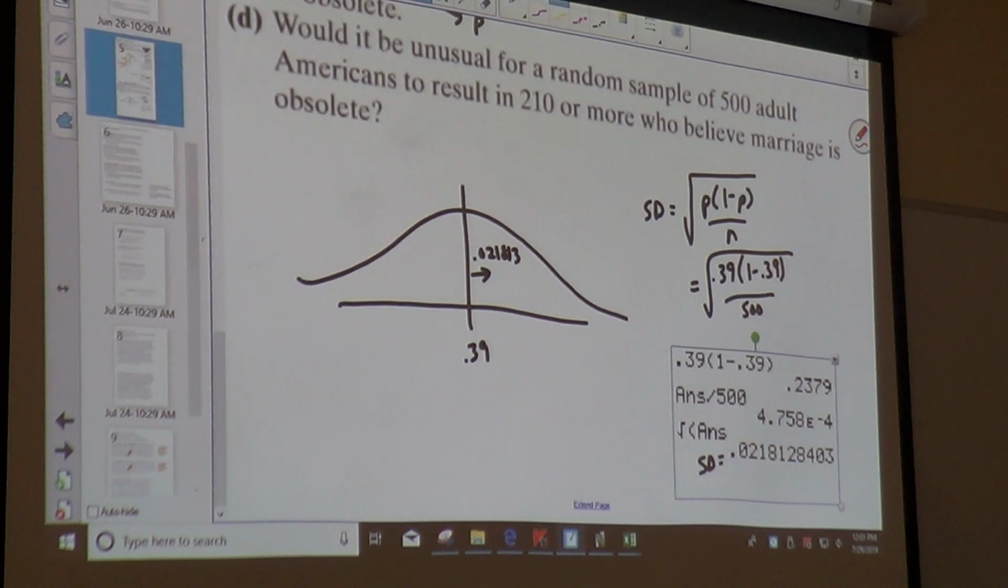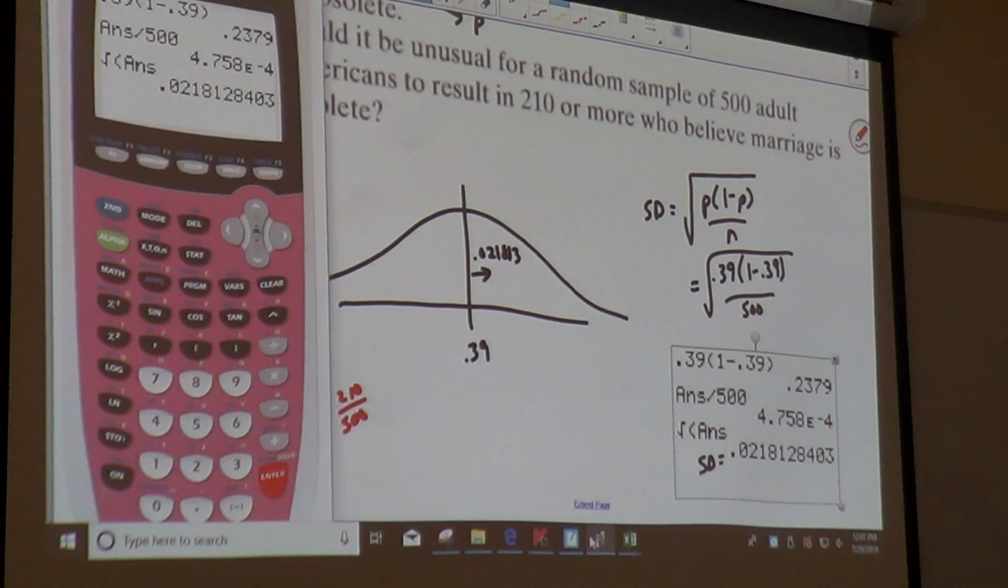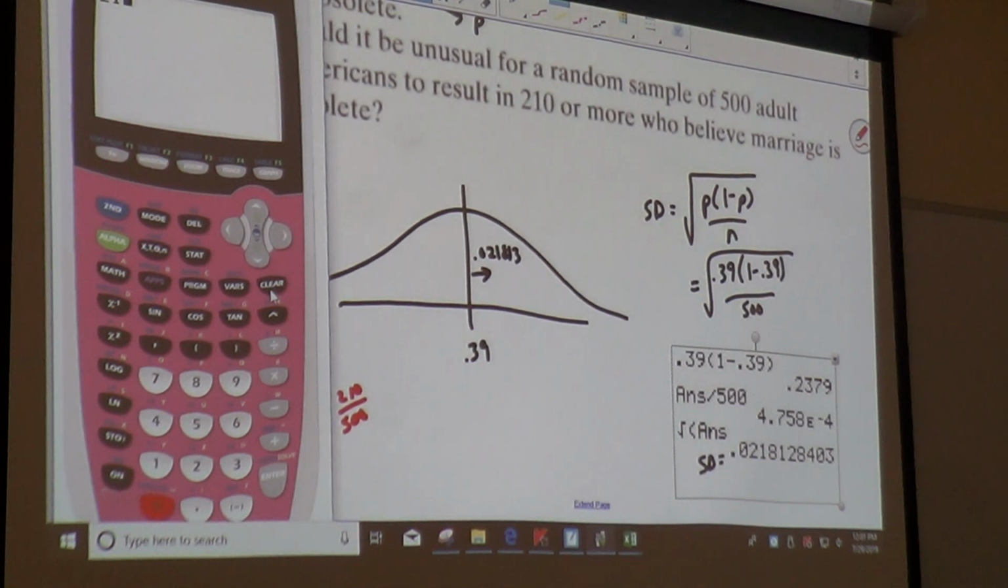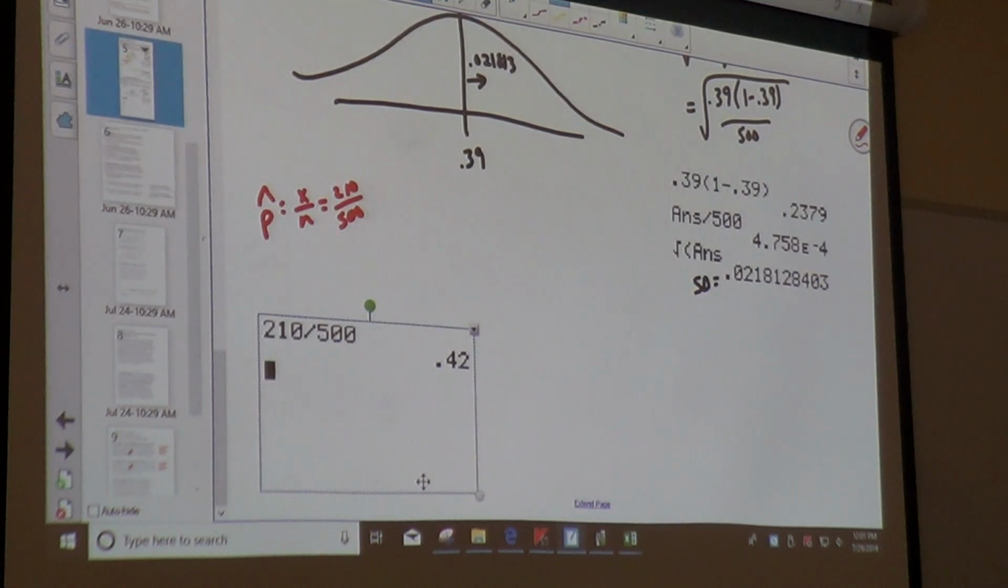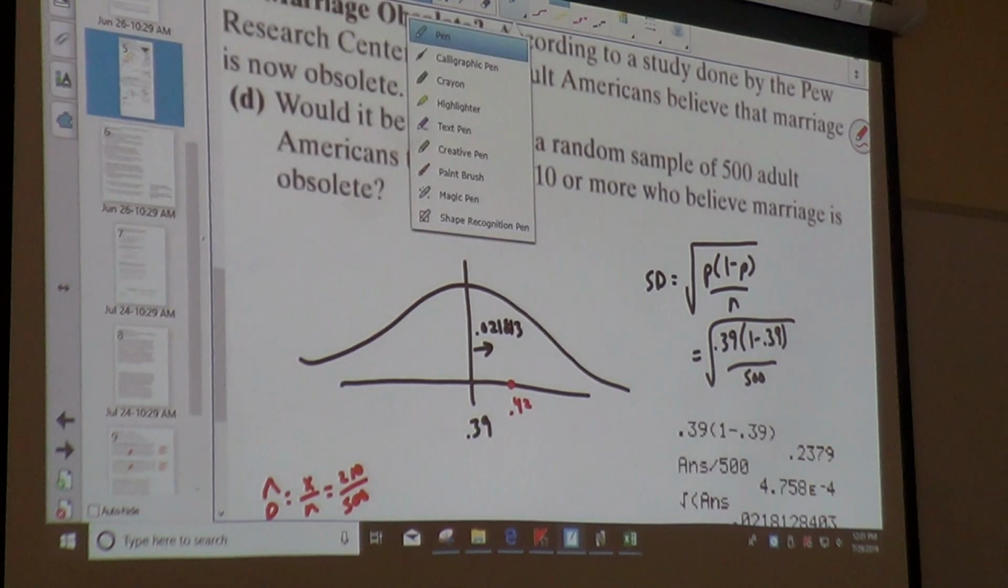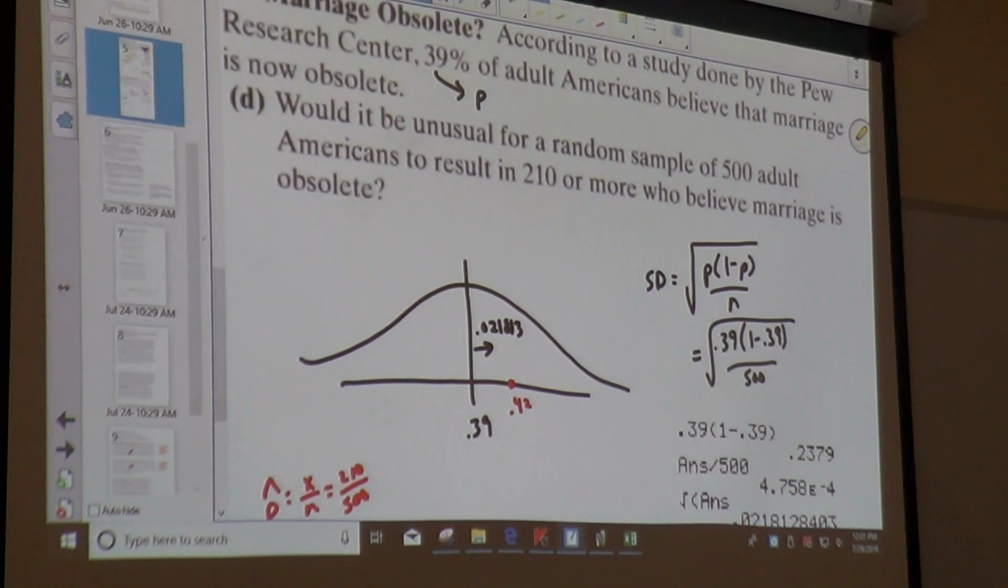Now I get my P hat. My P hat is like my sample proportion. That is like my data point. It's going to be X over N, which is 210 over 500. So in my calculator, I am going to do 210 over 500. That data point is larger than 0.39. So my P hat is 0.42, which is gonna go to the right. And let's see which way we're shading. We are shading or more. So this is what we're trying to find.